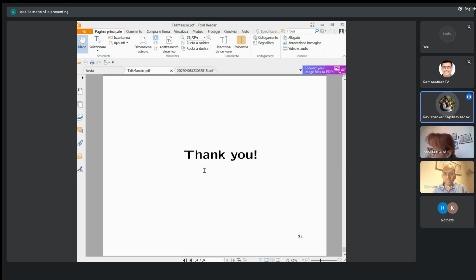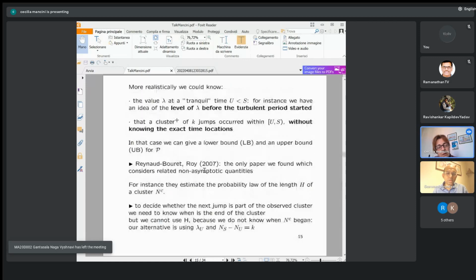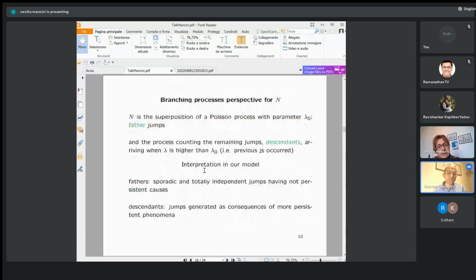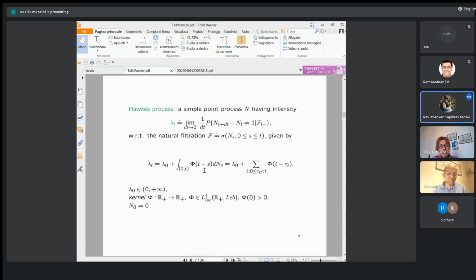I wanted to revisit the definition of lambda, where you define the phi function. The definition of the Hawkes process, I guess. The initial part, the jump process. So how is the kernel defined? So the phi, how is it defined here?